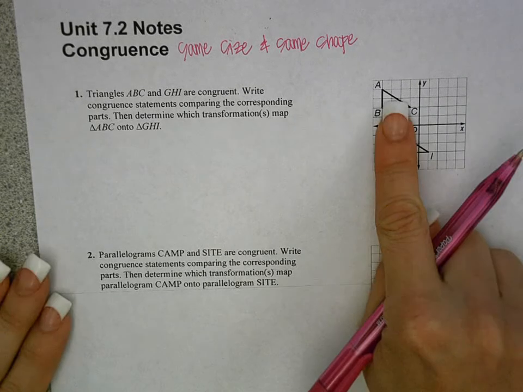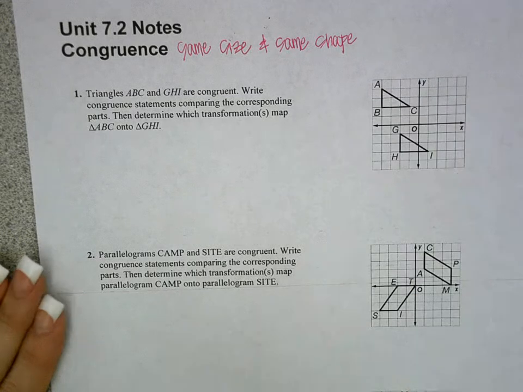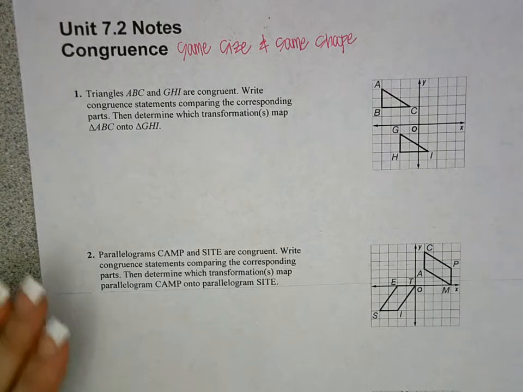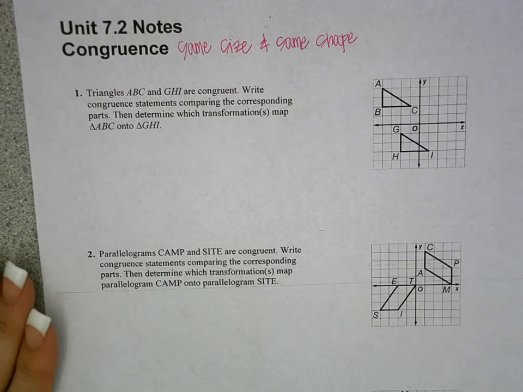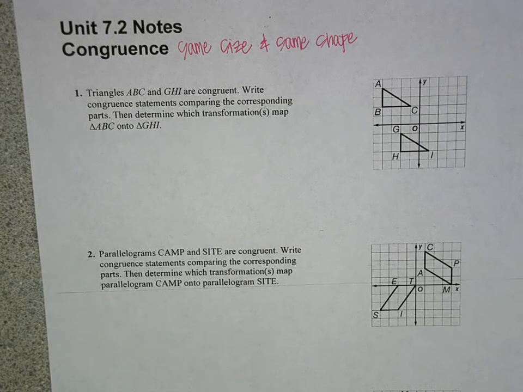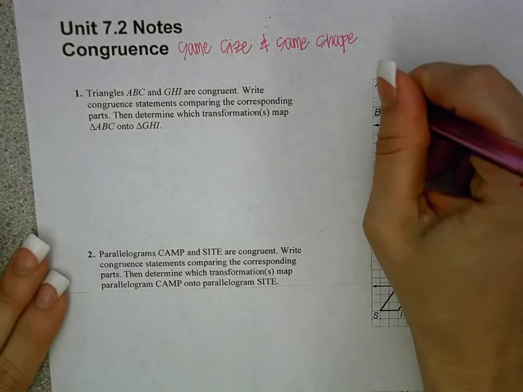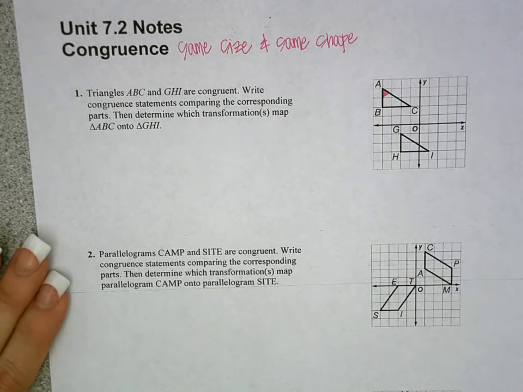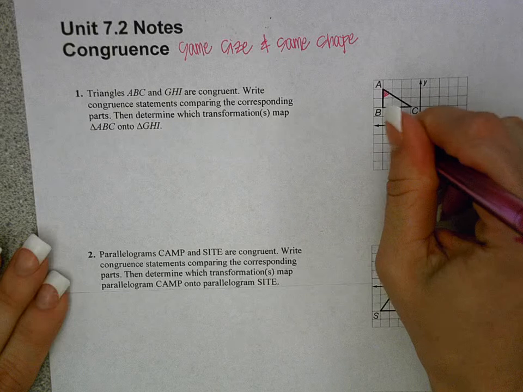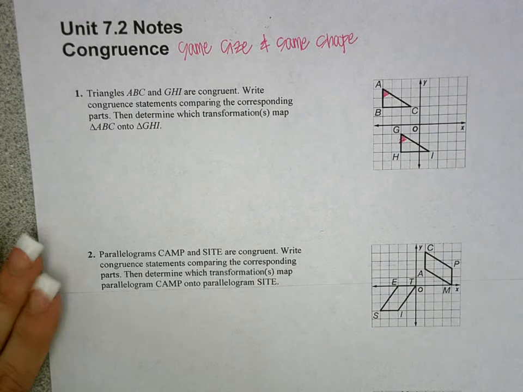How many angles are in each triangle? 3. How many sides are in each triangle? 3. So we have to write what's called a congruent statement for every single angle that's congruent and equal to each other, and for all the sides. The first thing we're going to do is figure out which corner A is congruent to. G, right here. I'm going to use some different colors to show which ones are congruent, or equal to each other.